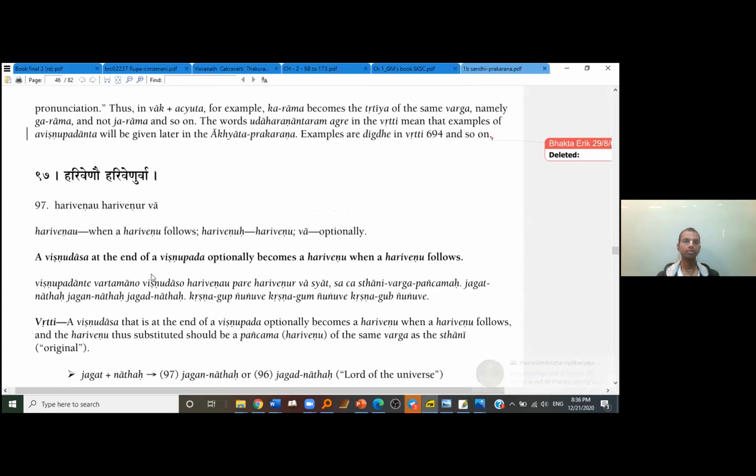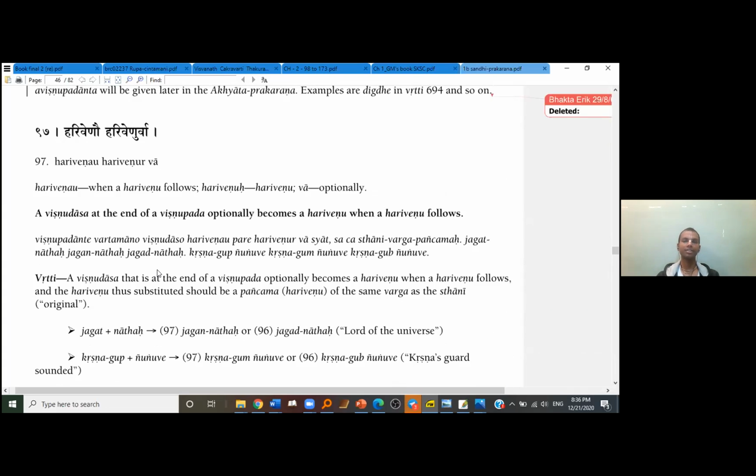So next sutra. This is very interesting actually, this Sandhi. I really like this Sandhi also. Hari-veṇau, hari-veṇur va. A viṣṇu-dāso at the end of a viṣṇu-pada, the same thing as we did in the last sutra. A viṣṇu-dāso at the end of a viṣṇu-pada optionally becomes a hari-veṇu when a hari-veṇu follows.